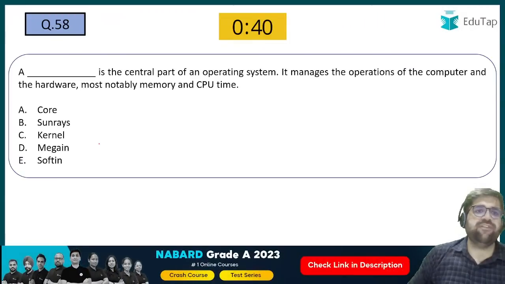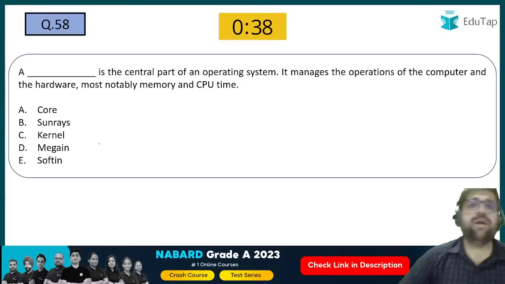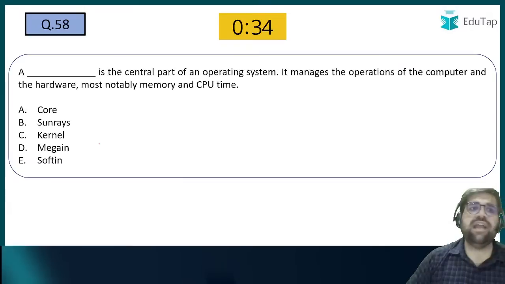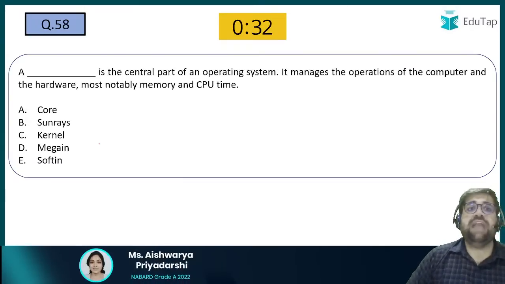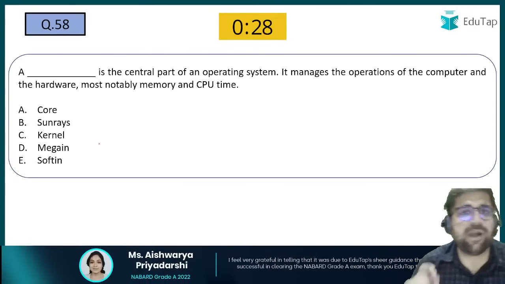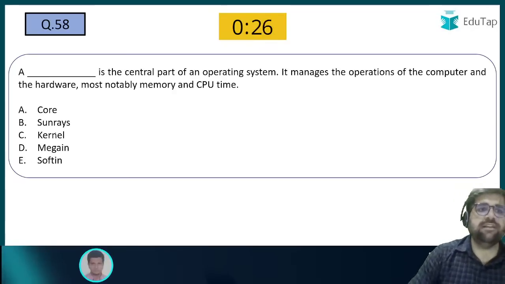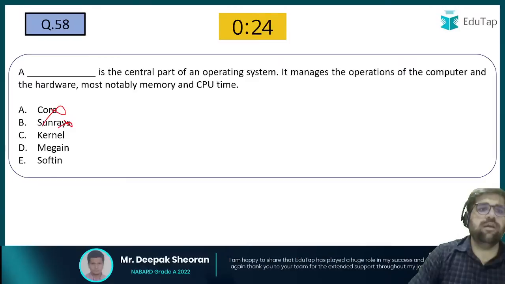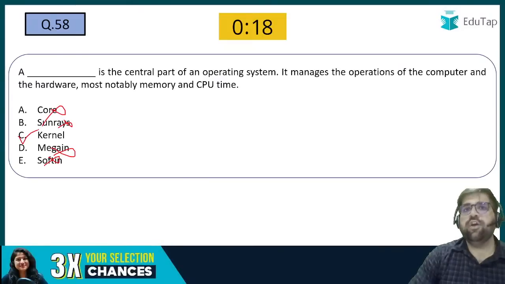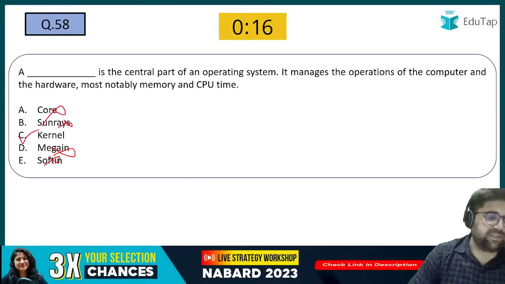Okay, question number 58. Dash is the central part of the operating system. It manages the operation of computer and hardware, notably memory and CPU time. Can you let me know what is the central part of operating system? Now see, sunrays, core, margin or softin, they are nothing. They are just given to confuse you. The correct answer will be kernel. Okay, kernel is the correct answer over here.